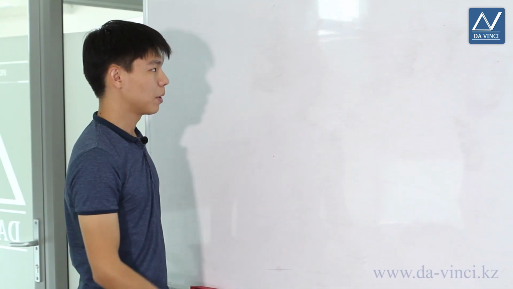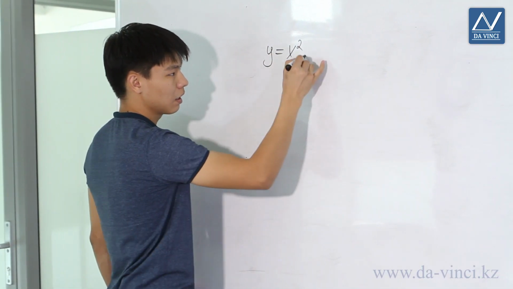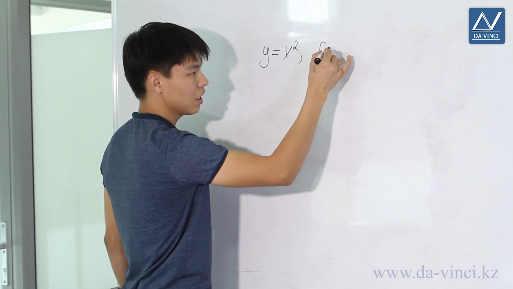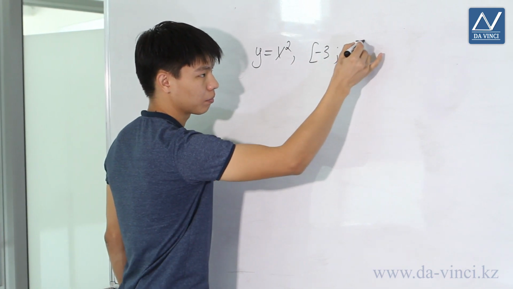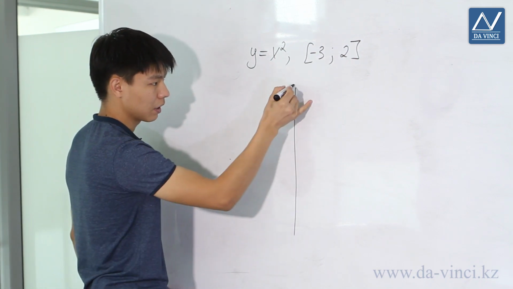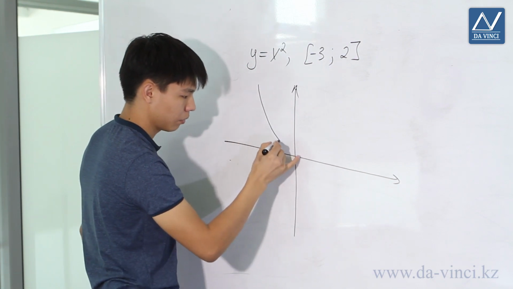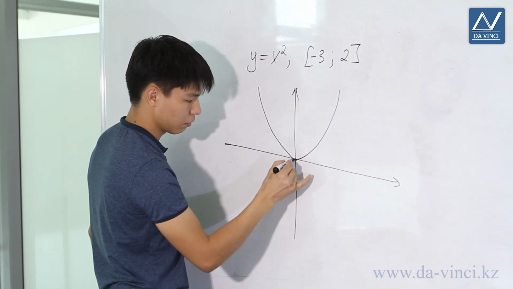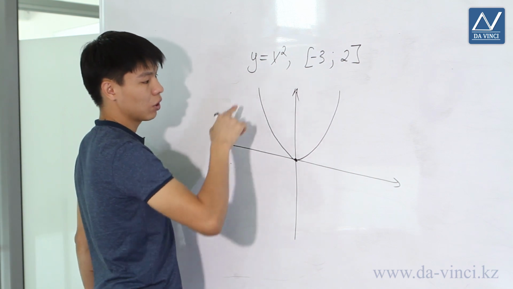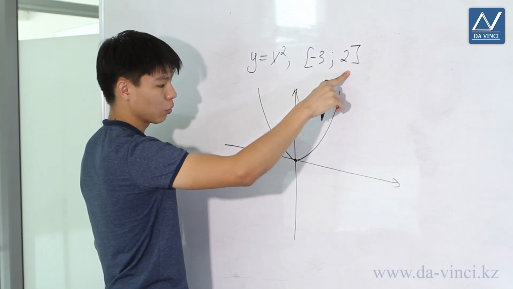Let's take a look at an example. We need to build the function y is equal to x squared and find its smallest and largest value on the interval from minus 3 to 2. We will no longer build the graph by points, since we know how it will look like. Approximately, it looks like this. Here is the vertex. Now we need to find the largest and smallest value of this function on the interval from minus 3 to 2.